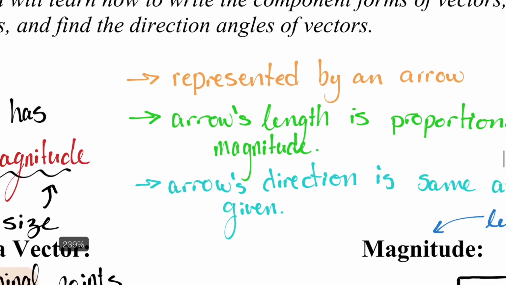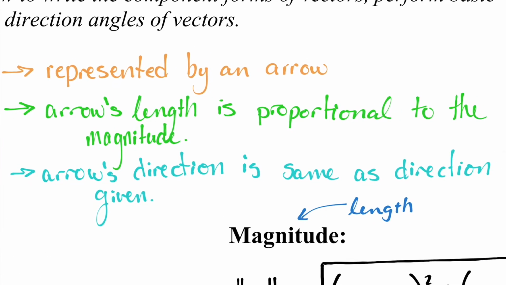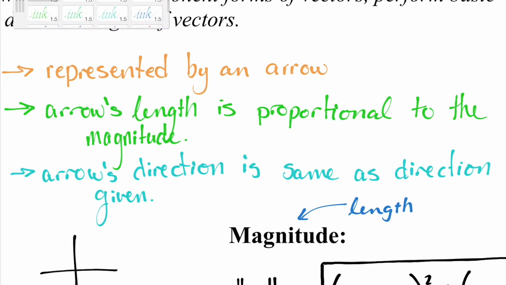Also, some special things about vectors. It is represented by an arrow. The arrow's length is going to be proportional to the magnitude. So the higher the magnitude, the longer the arrow. And then the arrow's direction is going to be the same as the direction given. So if we say, here's my little coordinate plane, and we have a vector that is at 45 degrees, then it's going to go through the 45 degrees. And maybe it's something that's going 5 miles per hour.